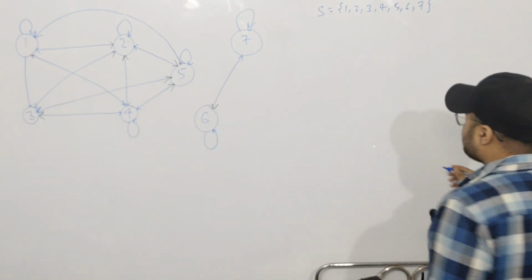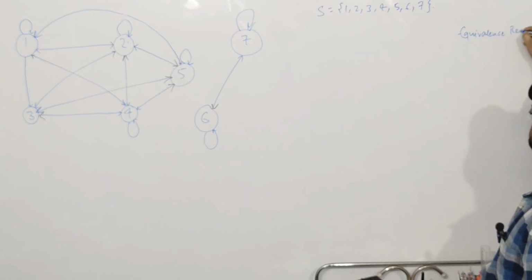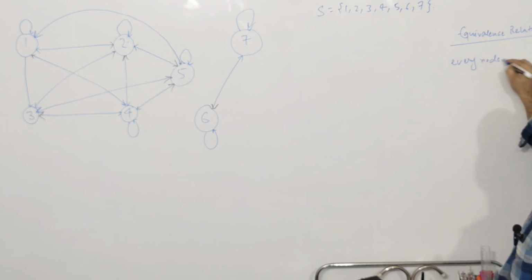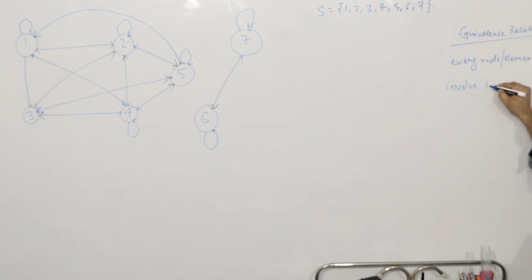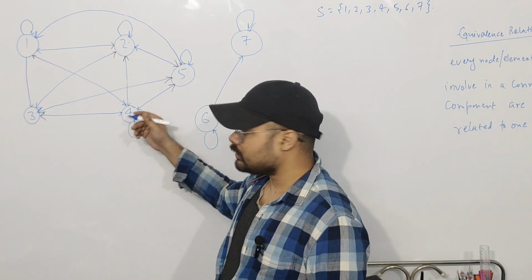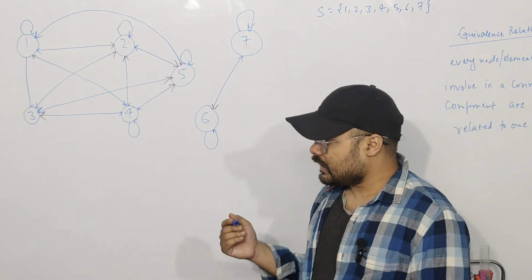So in case of a relation, every node or element involved in a connected component is related to one another. So in case of a partial order relation, for every connected component, you will find an order among the elements. In an equivalence relation, in every connected component, every element is related to one another.